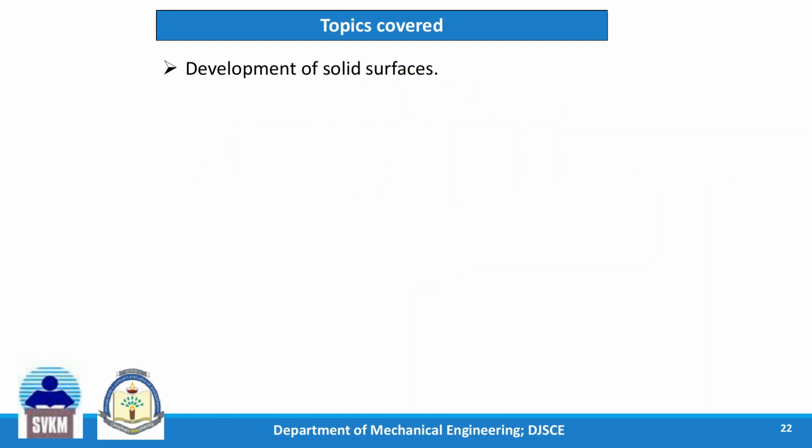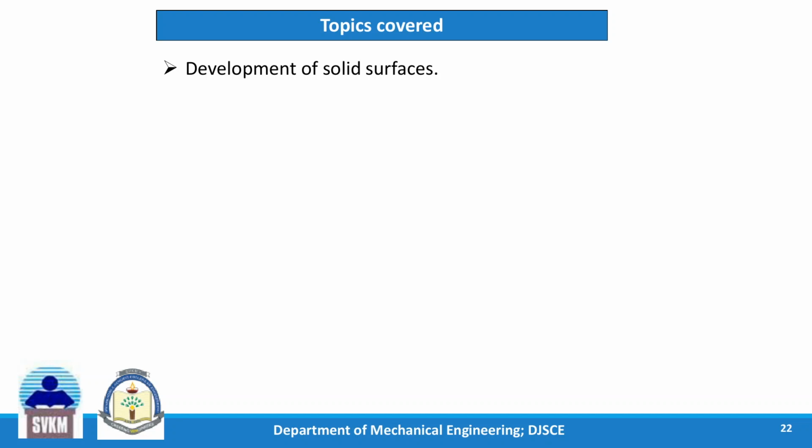We are going to discuss the development of solid surfaces, or development of lateral surfaces of solids, in this session. What is meant by development of lateral surface? It means that we will cut open the solid and unfold it so that we have everything as a single sheet. But in that case the solid is assumed to be hollow.